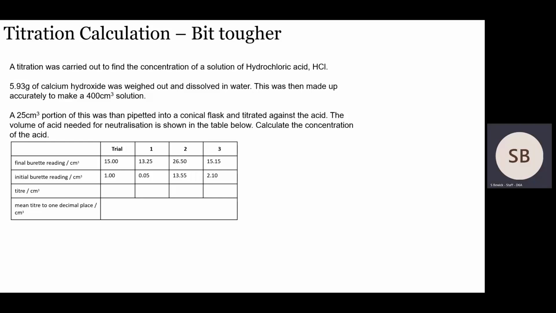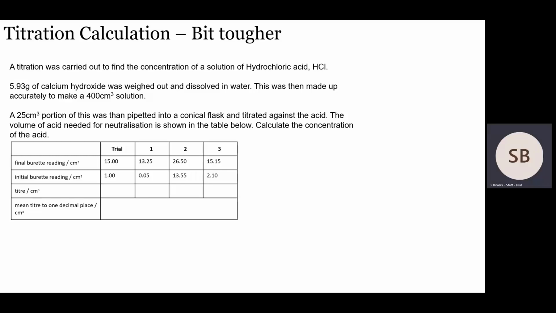These questions can get quite wordy, so it's important to read the question carefully. So we've got a titration to find the concentration of hydrochloric acid. Nothing new there. And they've given us 5.93 grams of calcium hydroxide weighed out, dissolved in water, and then made up accurately to make 400 centimeters cubed. As soon as you see that, you should be thinking, we've got a known mass of a chemical, we've got a known volume, they've just made a standard solution.